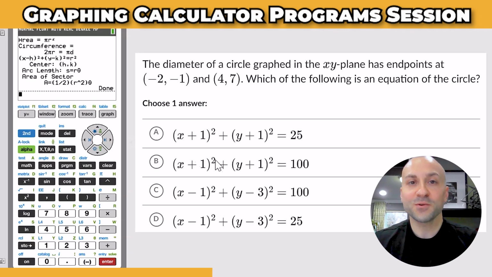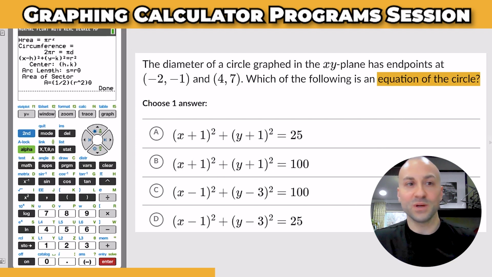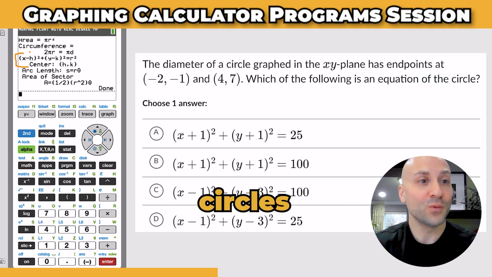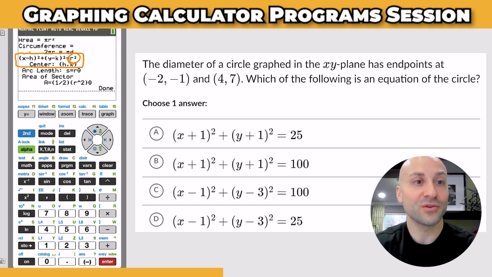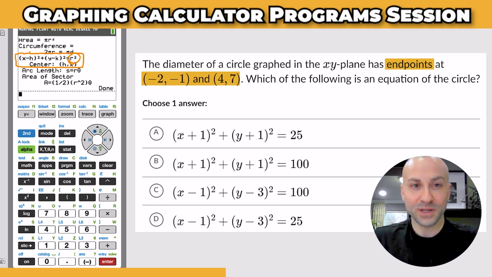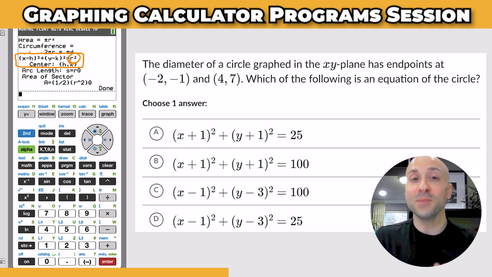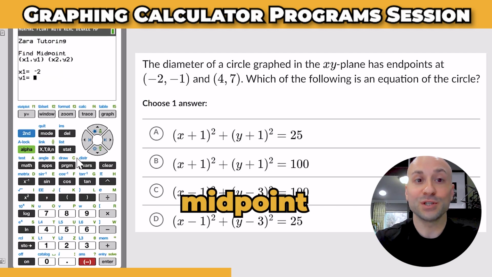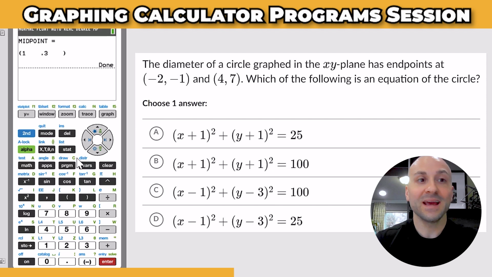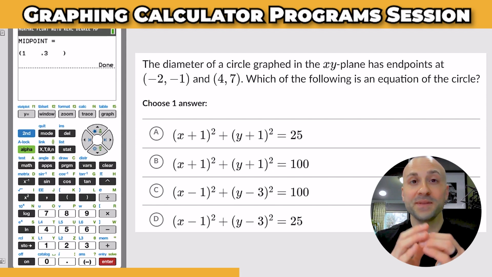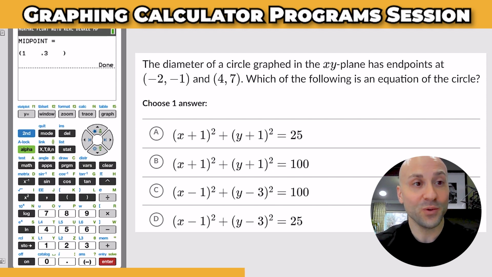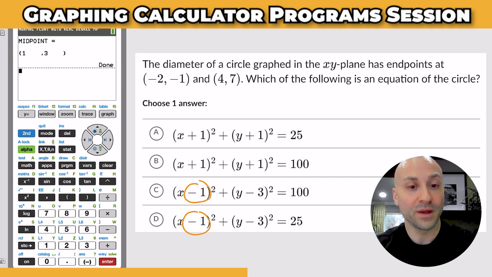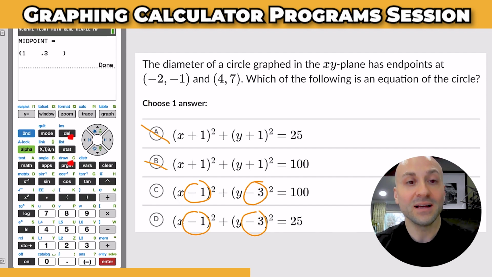To be able to understand this question, we really need to understand what's the equation of a circle. In my program circles, we see the standard equation here, and the key characteristics are the center and the radius. Well, if I have the endpoints, to get the center, I need to find the midpoint. And in my program midpoint, I would just type in the 2 ordered pairs and find that the midpoint is 1, 3. I would know from my circles program that from the center, I need to take the opposite of both the x and y coordinates when putting it into the equation, making it a -1 as well as a -3, eliminating A and B.